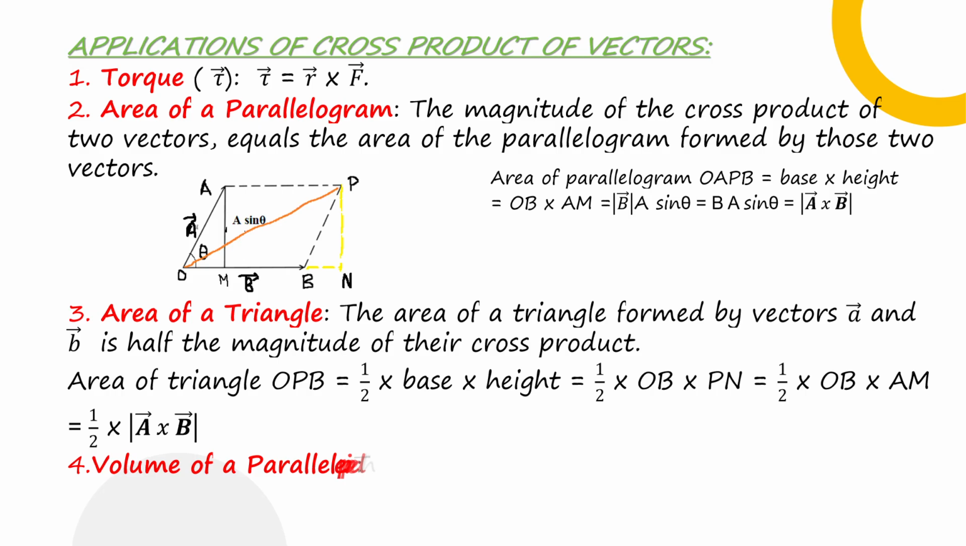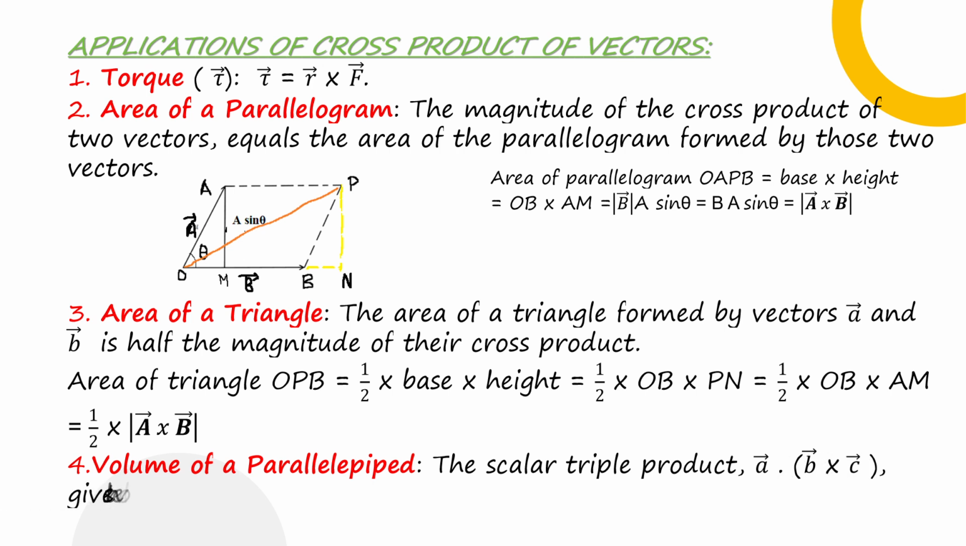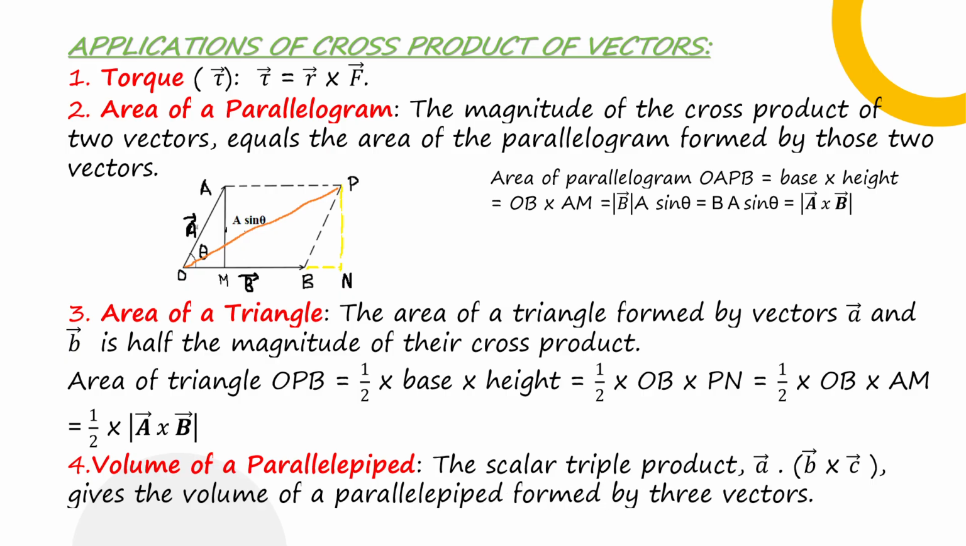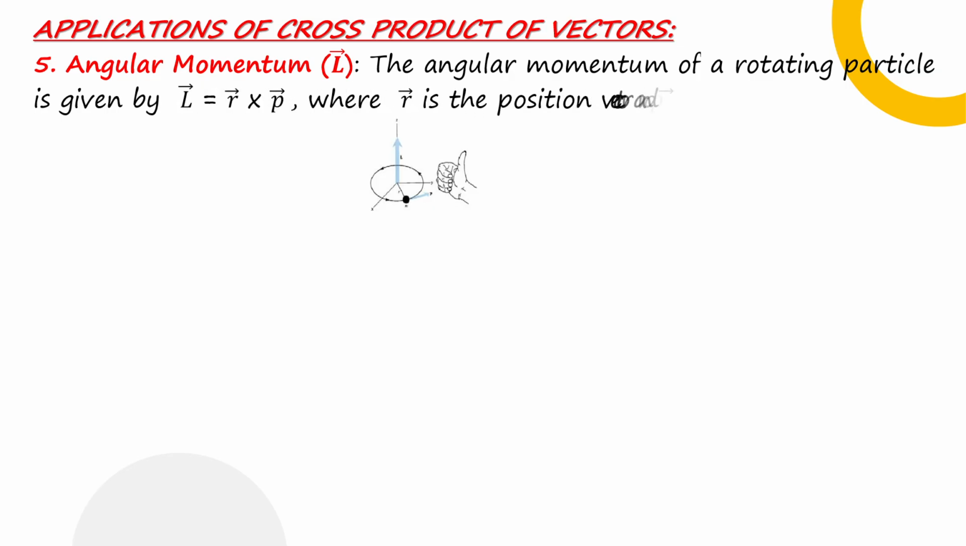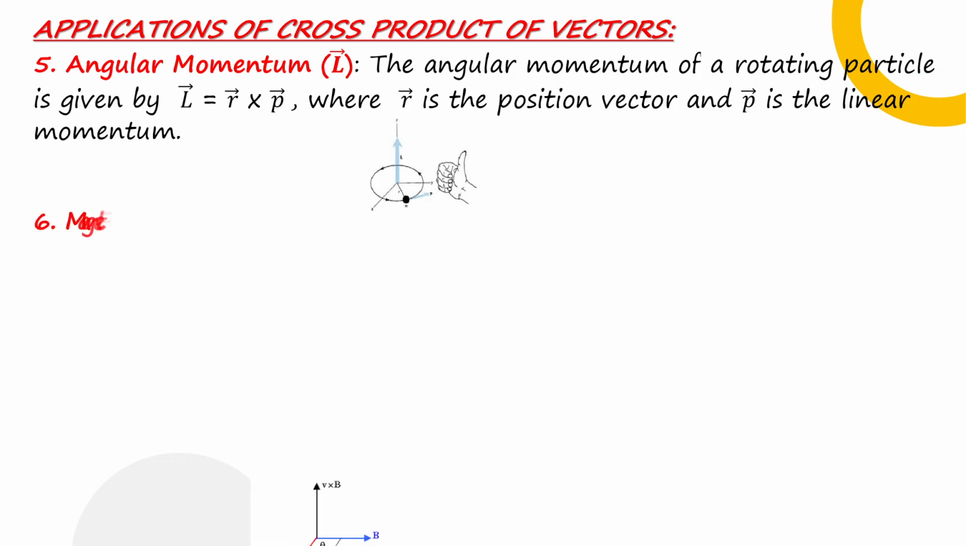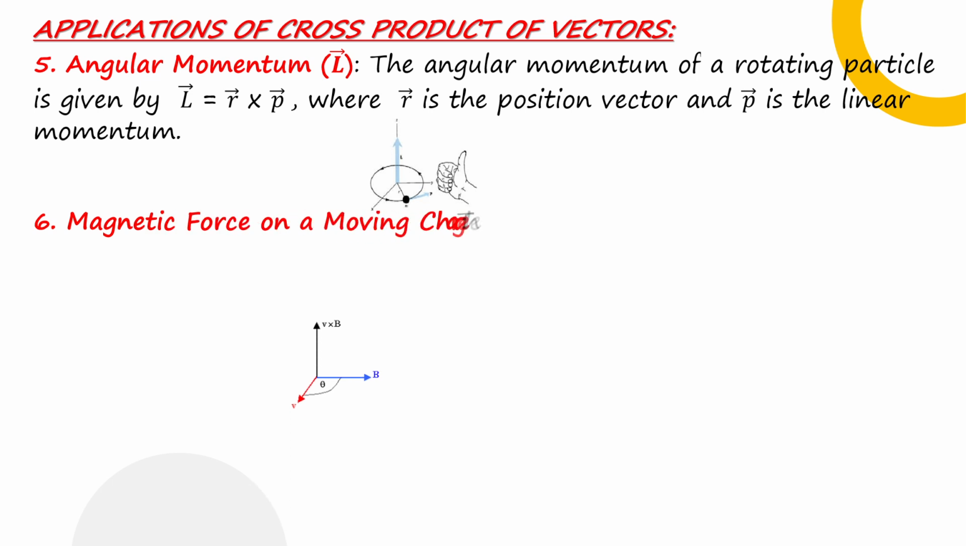Next, volume of a parallelepiped. The scalar triple product, that is vector A dot (vector B cross vector C), gives the volume of a parallelepiped formed by three vectors. Some more applications of cross product of vectors, like angular momentum. The angular momentum of a rotating particle is given by L vector equals r cross p, where r is the position vector and p is the linear momentum.